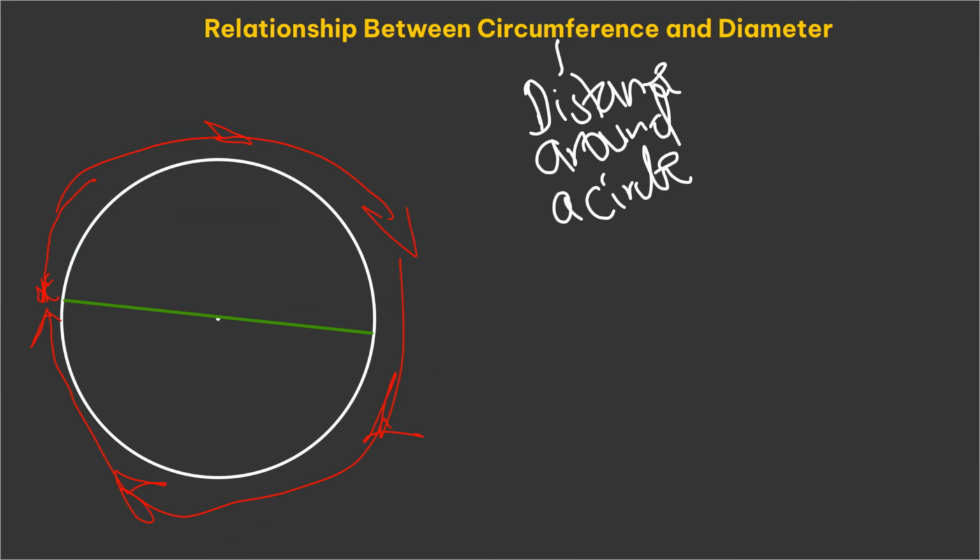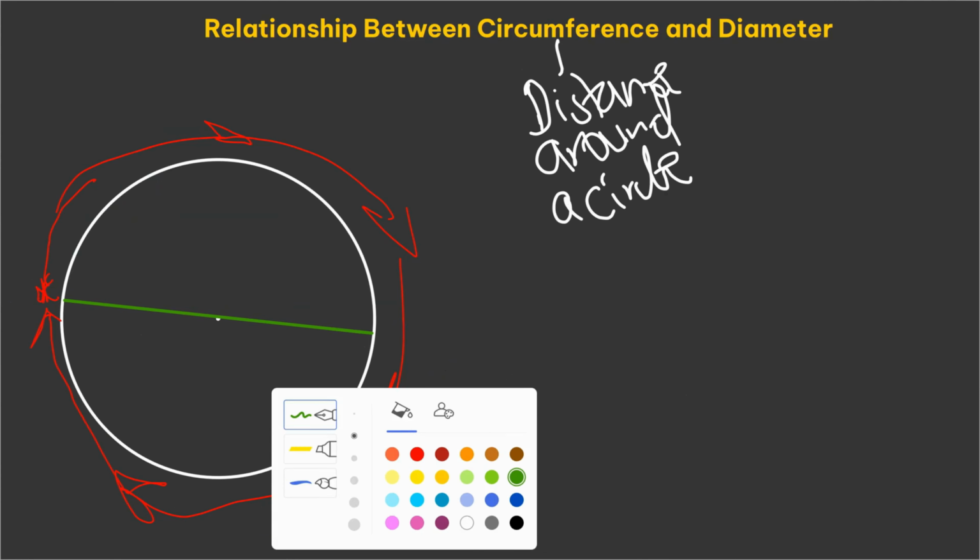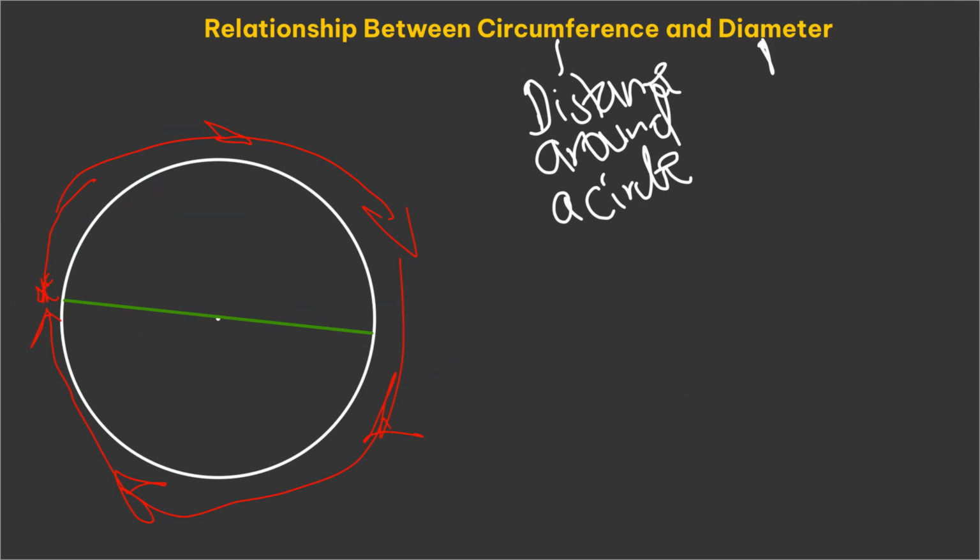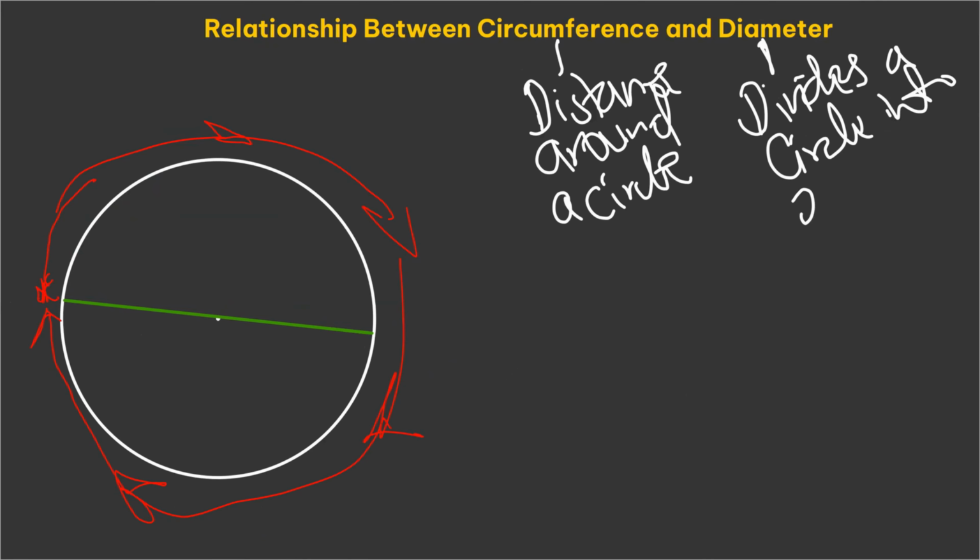And this line divides the circle into two halves. You can see we have two equal halves. So that's the diameter. We can say that the diameter divides the circle into two equal halves. Two equal halves. Now what's a radius?